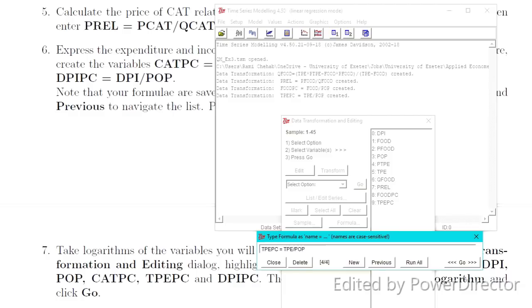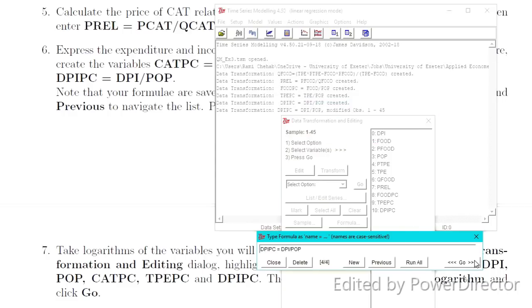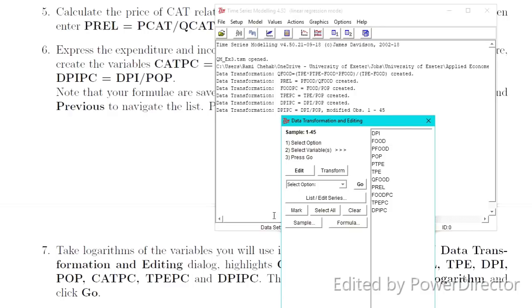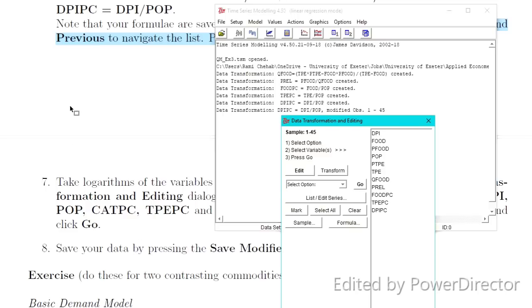You will see it over here. We also do the same thing for the other variable, which is here, and then basically I write a new one, and then we write this one. So now we have created this variable. Okay, so I overwrite it, but that should be fine. And these are the variables. Now use next and previous to navigate the list, then press close. So we just press close.